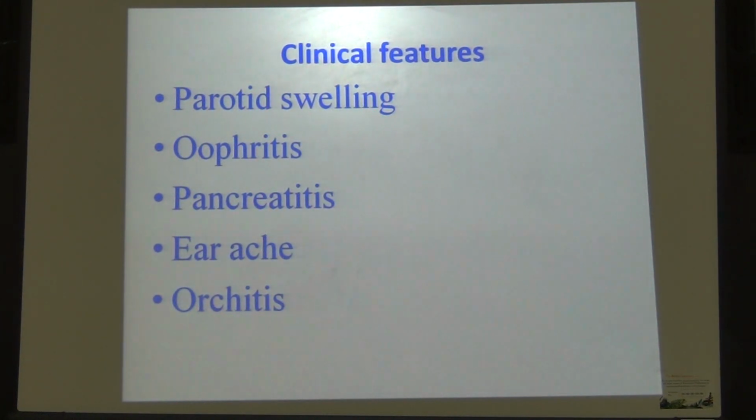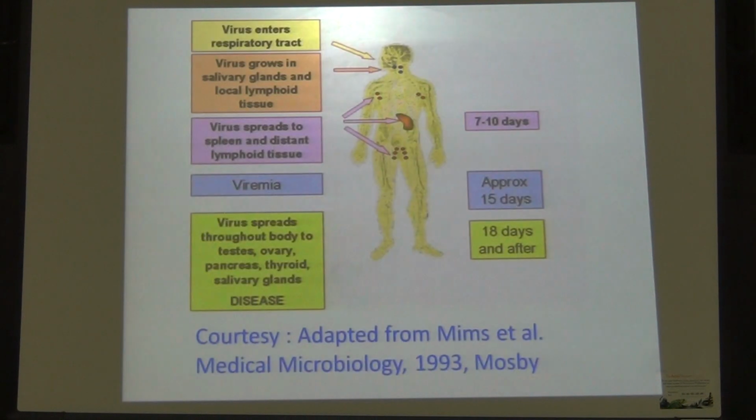Mumps causes basically swelling of the glands, especially the parotid gland. It also causes swelling or infection of the ovaries, which is known as oophoritis, pancreatitis, earache, and infection of the testis, which is known as orchitis. This is a diagram which shows various organs which are infected with mumps.